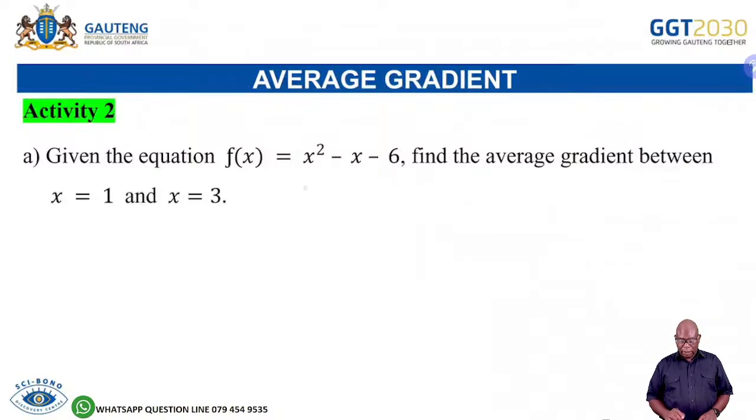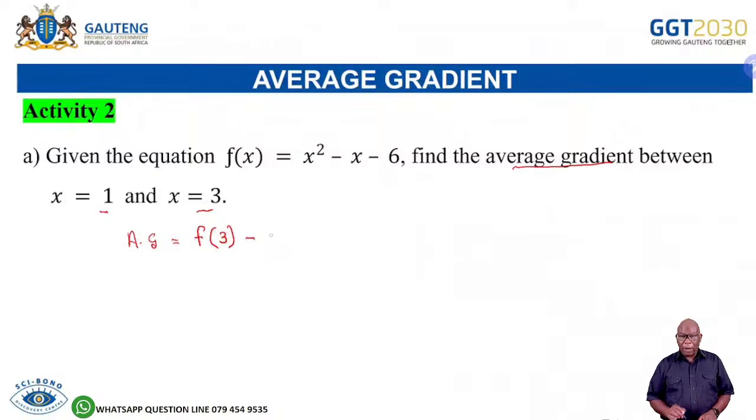If I'm given the equation f of x equals x squared minus x minus 6, find the average gradient. In other words, when we talk about the gradient of a curve, we talk about the average gradient between x equals 1 and x equals 3. So we are having a sketch, a parabola graph, and we have got a point x equals 1 and x equals 3, like the one that we were doing previously. So how do I get the average gradient here? My average gradient will be, so I'll take f of 3, which in this case was f of x plus 1, remember?